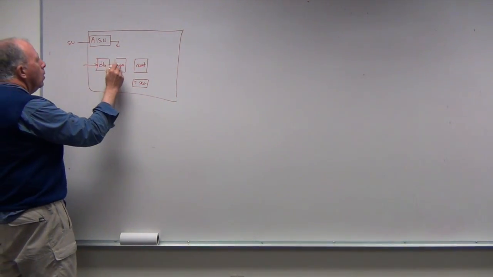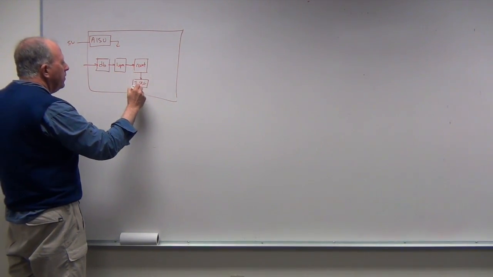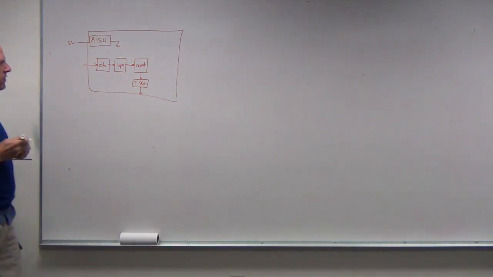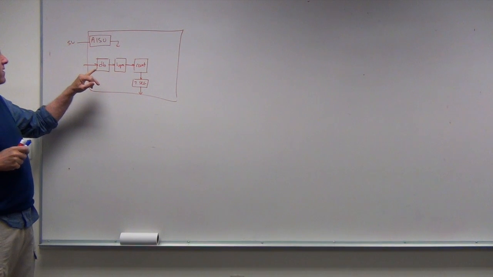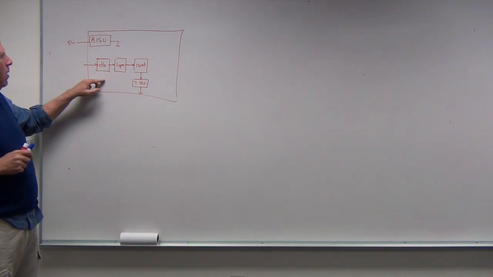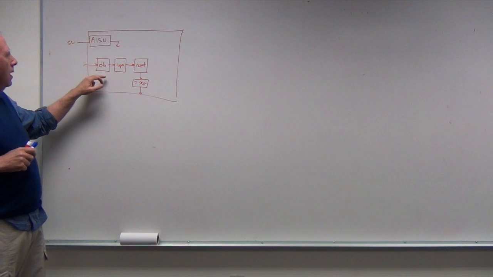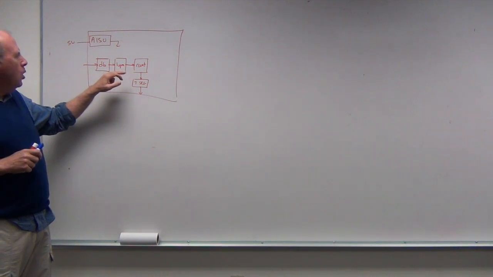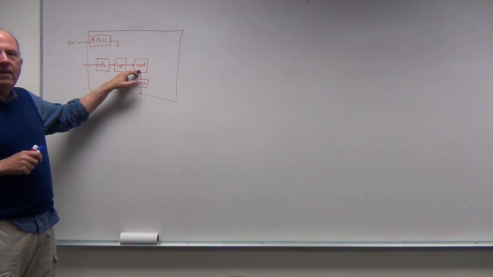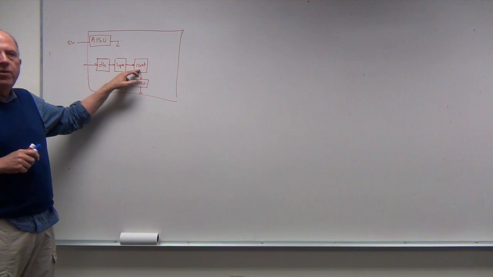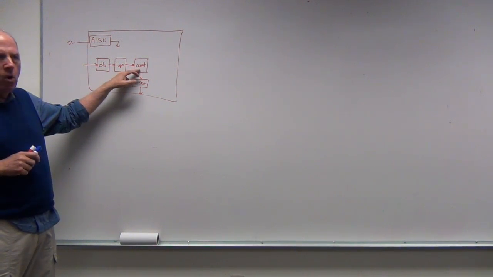So the difference between 460 and 360 is, in 360 we've got a second debounce. In 460, we're going to replace the counter with the processor, assuming I get it working.